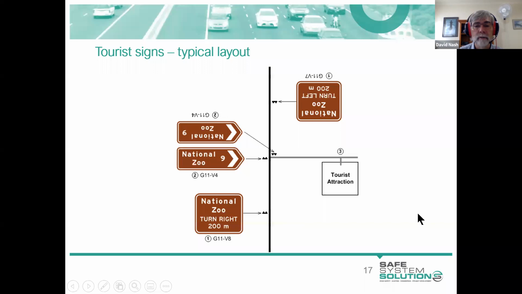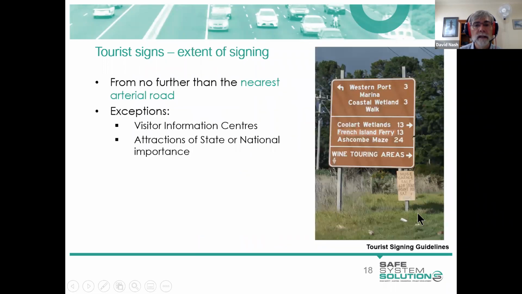Okay, the extent of signing, and this is probably the most important thing within the Victorian tourist signing guidelines, and I'm pretty sure the same applies in most other states. The extent of signing should be from no further than the nearest arterial road. And this guideline, which I regard as a fairly strict rule, is very often broken. I think this is one of the areas where we should clean things up and get rid of the signs that are too far away from the actual destination itself.